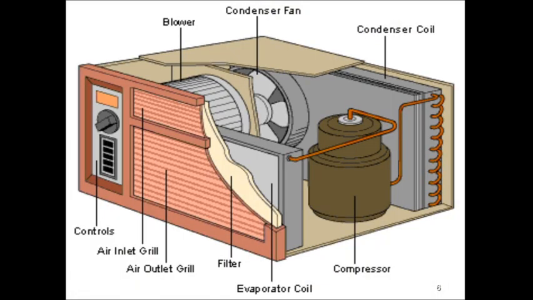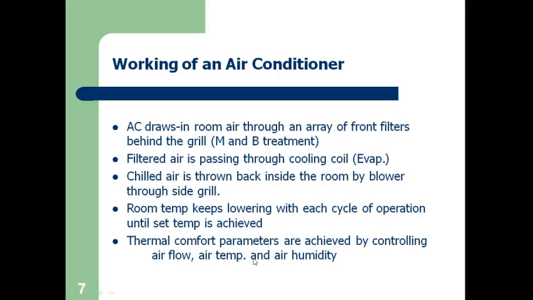This is a cutaway section of a window AC. This is a blower. This is the fan on the rear side. This is the chamber which shields the front and rear side. This is a compressor. This is the condenser coil, and on the front side it is the evaporator coil. These are the arrays of filters. This is a front grill and all sorts of things. These are controls. This is the side grill. So let's move on to the next slide.